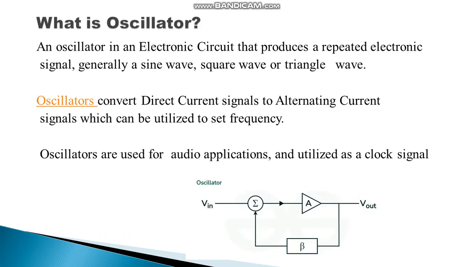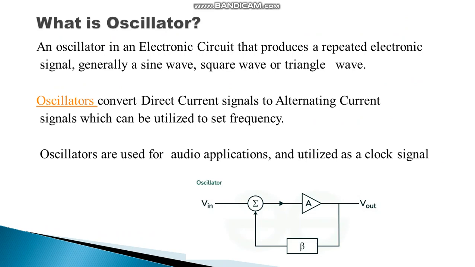What is an oscillator? An oscillator is an electronic circuit that produces a repeated electronic signal, generally a sine wave, square wave or triangular wave. An oscillator converts the direct current signal to the alternating current signal, which can be utilized to set a frequency. Oscillators are used for audio applications and utilized as a clock signal.